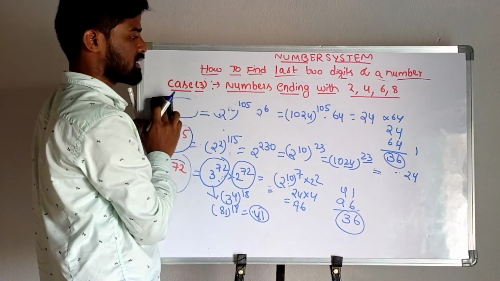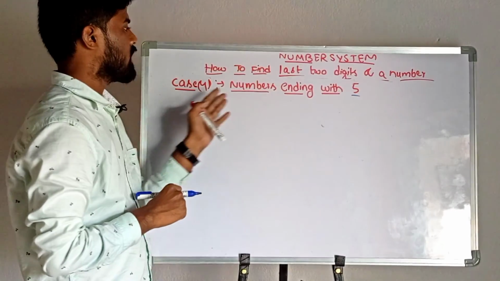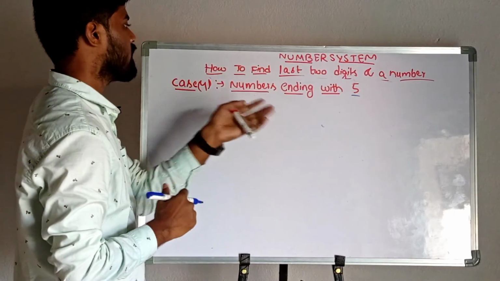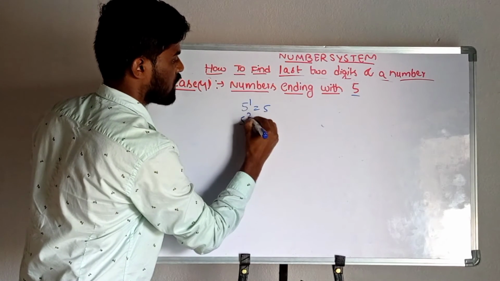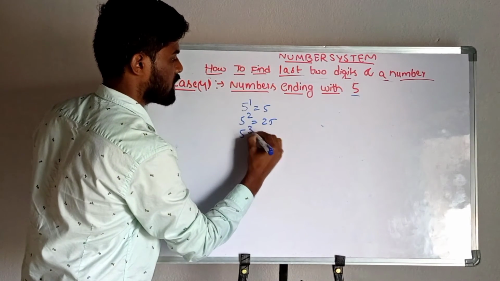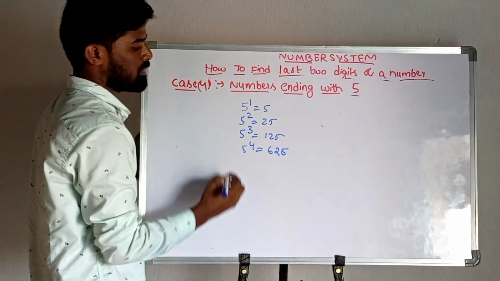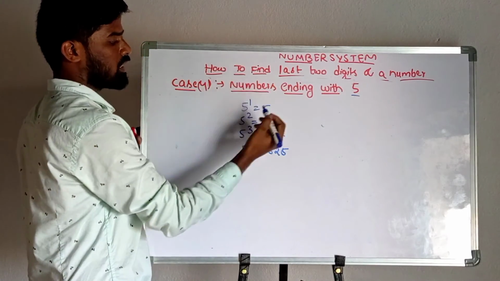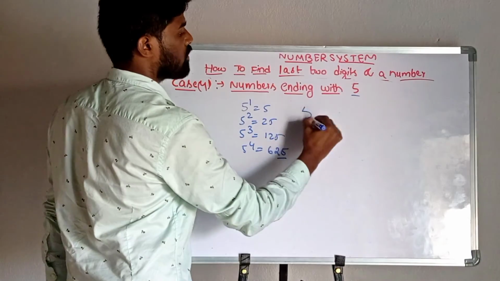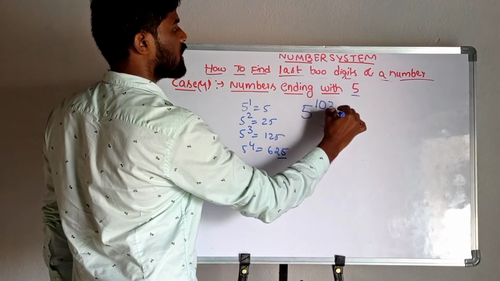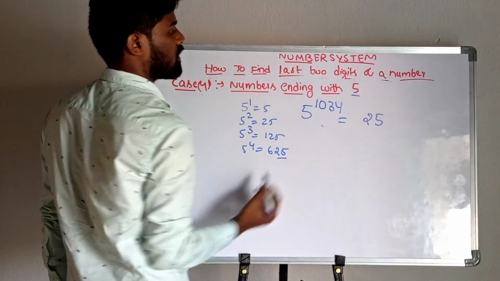That's all about this case. Next we will see about case 4. Case 4, numbers ending with 5. This case is very simple. We know that 5 power 1 is 5, 5 square 25, 5 power 3 125, 5 power 4 625. That means 5 to the power of anything always ends with 25. If we want to find 5 power 1034, we can simply say that it ends with 25.